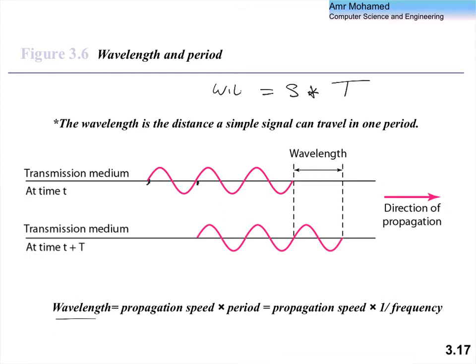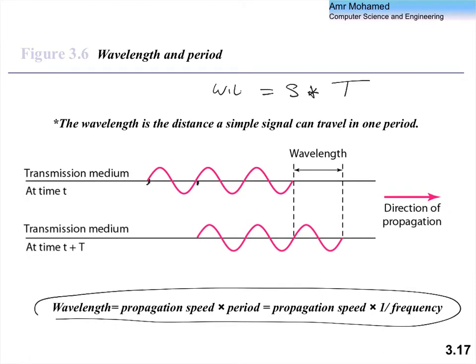So this is the relationship. We know that the wavelength is the propagation speed times the period. And we know that the period is the reverse ratio of the frequency, right? So then the wavelength... This is a very common equation. So we know that the wavelength times the frequency equals the speed of light.